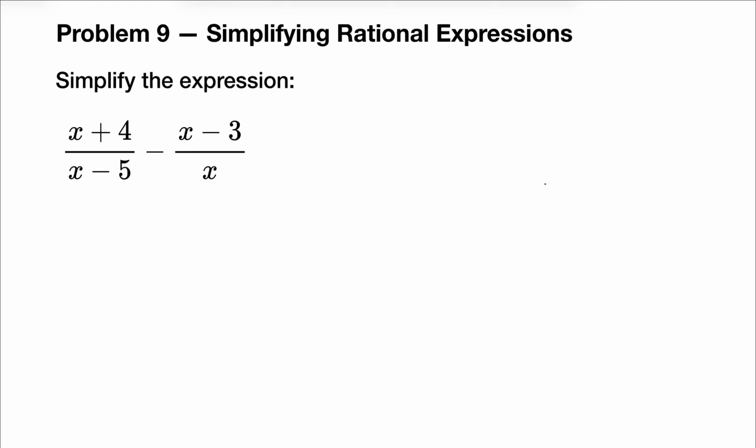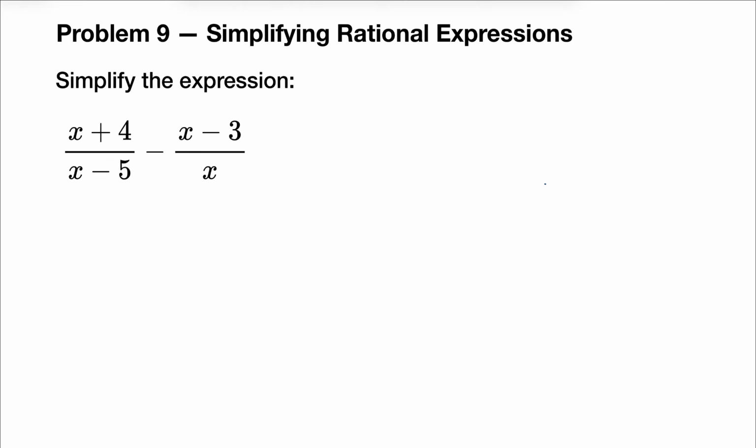Hello, in this video, we will simplify the expression found below. The first thing we have to do is identify the denominators. We can see that we have x minus 5 as well as x. Since they're different, we have to find a common denominator before we can combine the fractions.